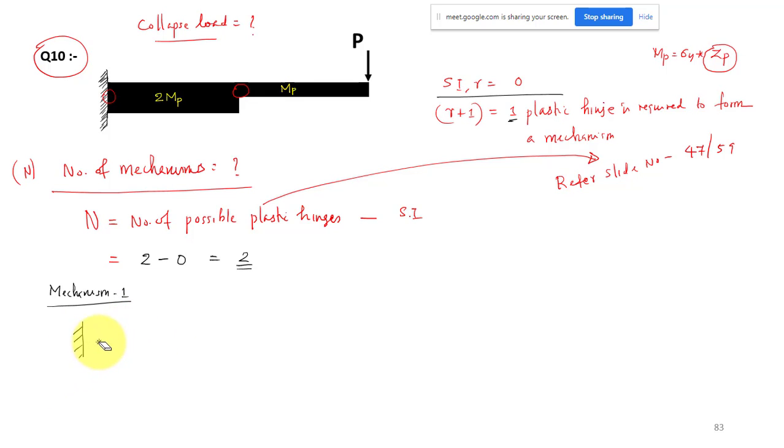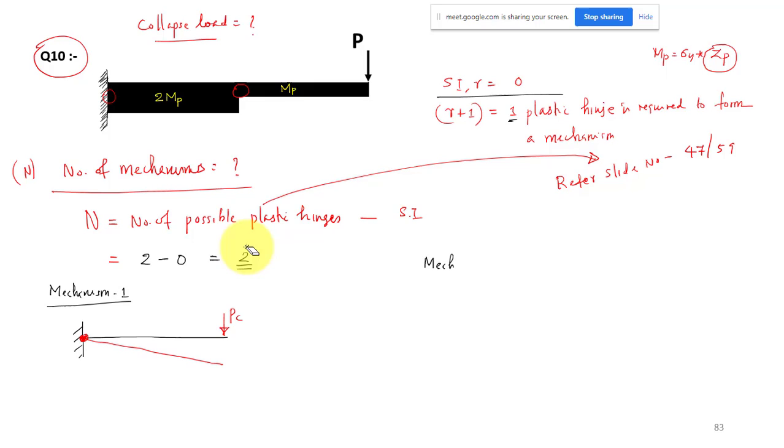That means your structure may look like this. A plastic hinge has been formed at the fixed support here. Then we have the loading PC here. After that it will deform like a rigid body deformation. So this is the first mechanism. And what is mechanism 2? Because of this, two failure mechanisms are possible.